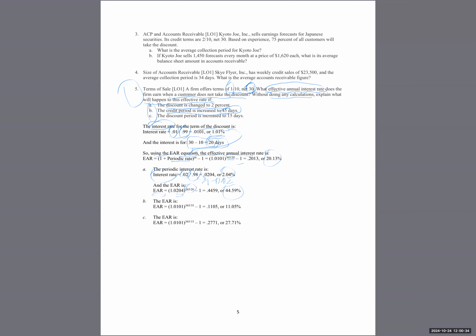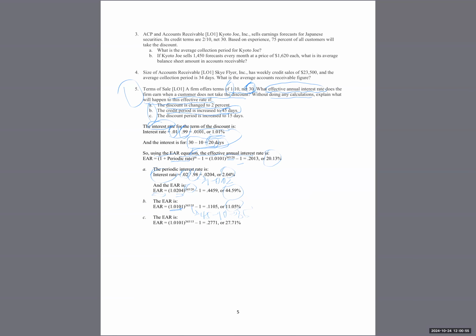In case 2, if the credit period increases to 45 days rather than 30 days, the EAR is calculated with the periodic rate based on the 1% discount and 365 over 35 days, because of the 10 day discount period, so 45 minus 10, 35 days. You will find the EAR is 11.05%.